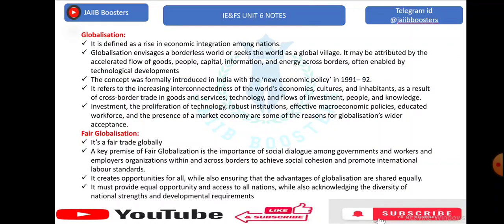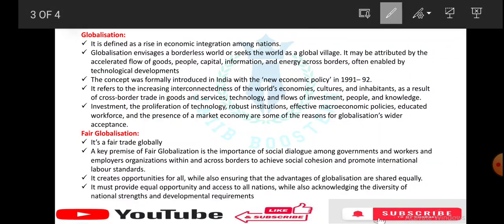Now the first topic is globalization. We have already known more about globalization, but we are going to discuss it in terms of the Indian economy subject. First, what is globalization? It is defined as a rise in economic integration among nations. It is nothing but a rise in economic integration.